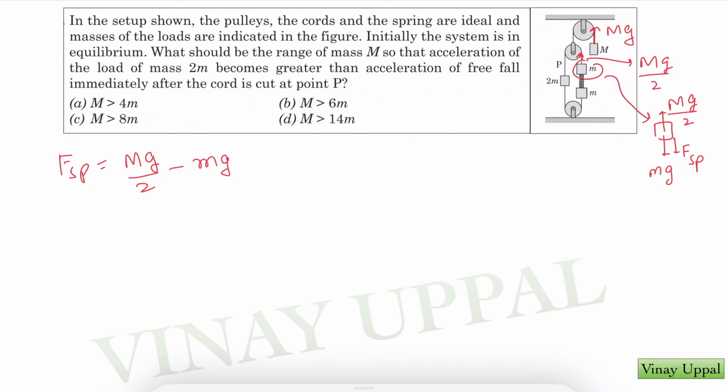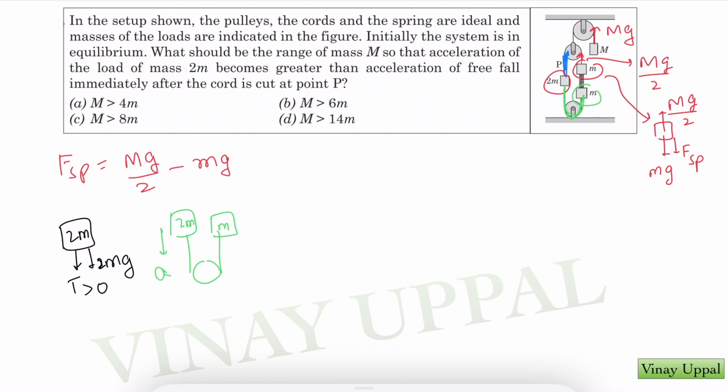Okay, now this blue string is cut. So once that blue string is cut, the FBD of 2m, you'll have a tension T downwards and 2mg. So basically when the question says that the acceleration of this 2m has to be greater than g, that means this tension has to be non-zero, tension has to be greater than 0. And can you see that the block 2m and this block m, these two are connected by a string, this green string. So therefore, the acceleration of 2m, the magnitude will be the same as acceleration of m.